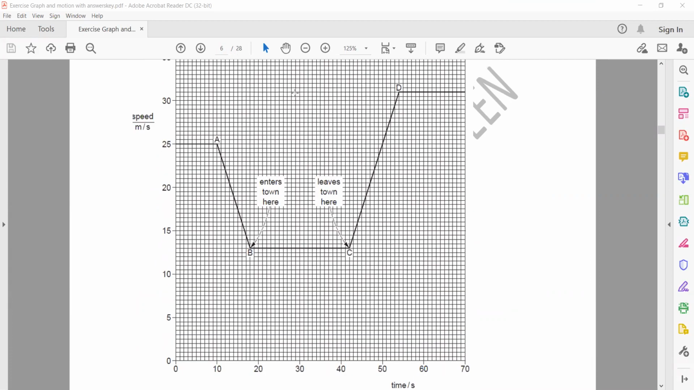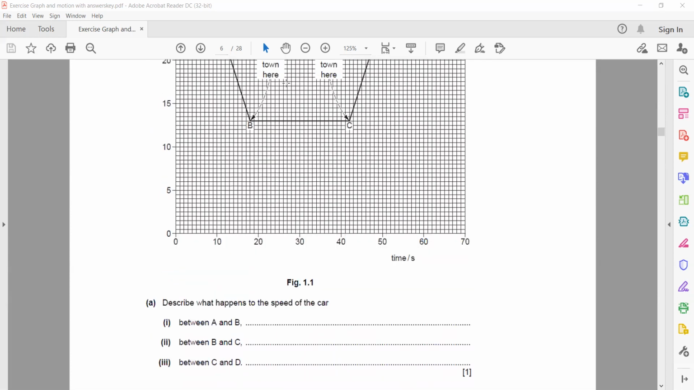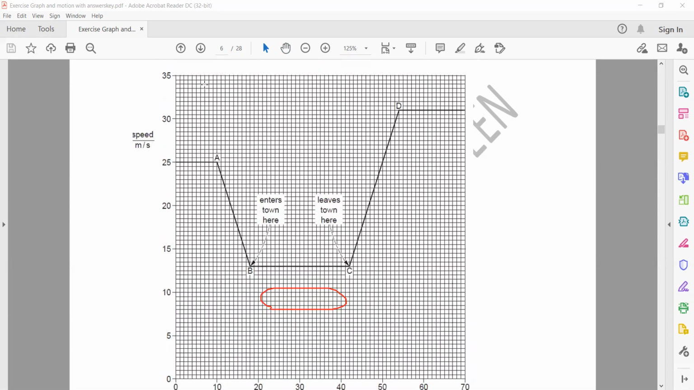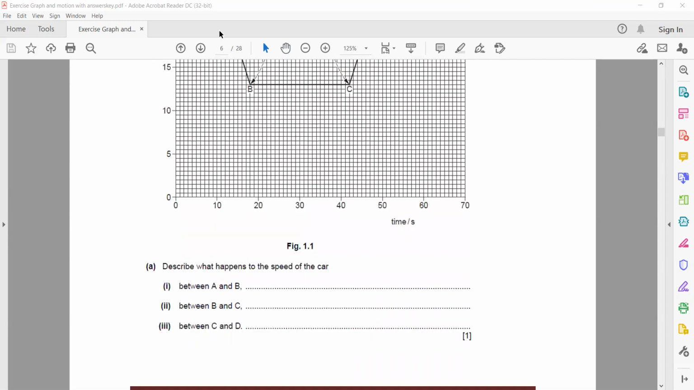From A to B, the speed is decreasing, and they are asking what happened to speed. We don't have to mention acceleration, though you can, but they are only asking for speed. So at point A, it was at a higher speed, but at point B, the speed has decreased. So from A to B, the speed decreases.